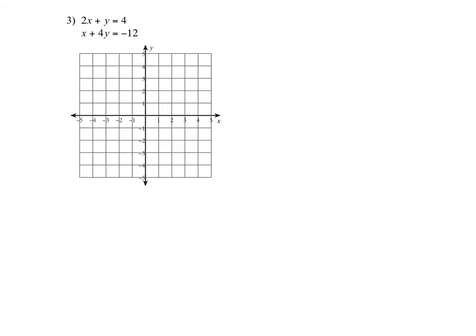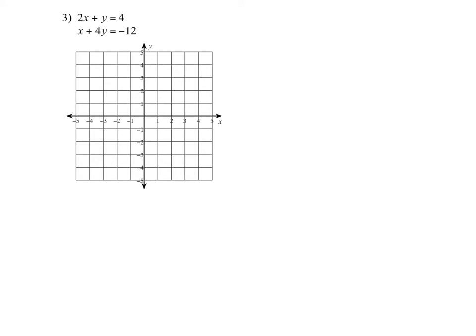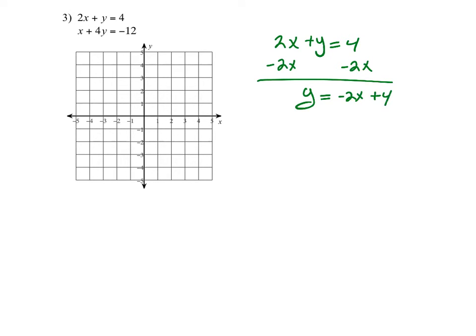Okay, so my next one, I'm going to start doing exactly the same. So 2x plus y equals 4. So minus 2x on both sides. So y equals negative 2x plus 4. So I'm going to mark 4, right? And in this case, I have negative 2 divided by 1, so that means I'm going up 2 and 1 to the left.